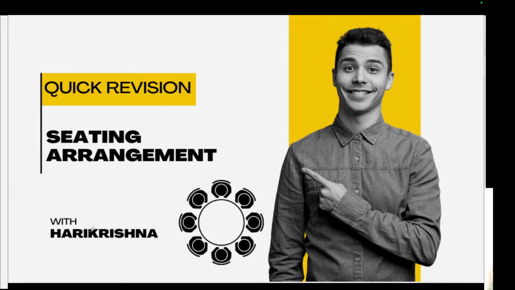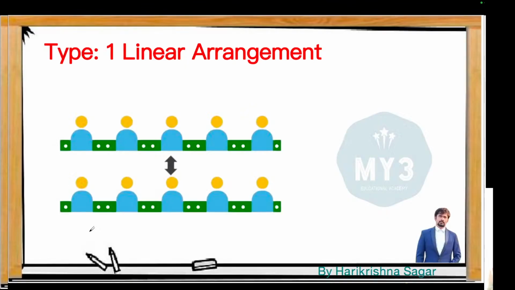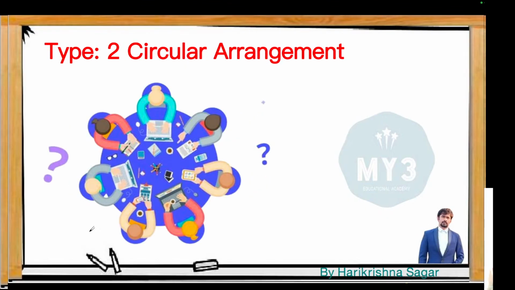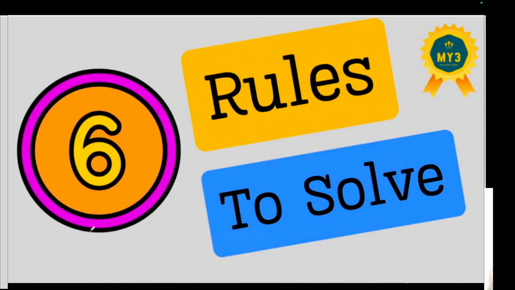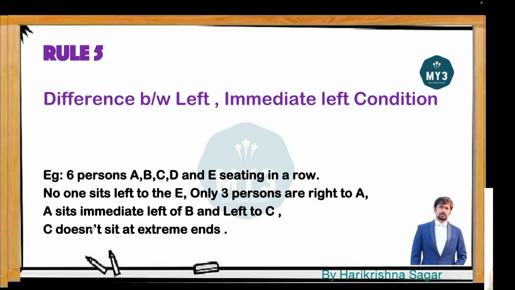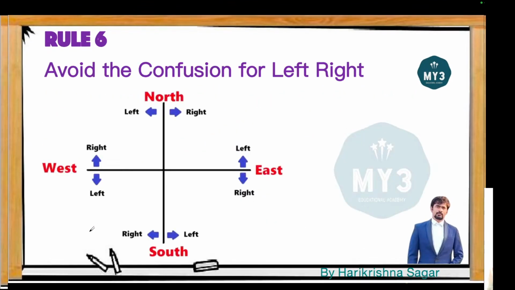I don't want to waste much time. And another quick overview on the seating arrangement questions. In seating arrangement questions, you are going to see linear and circular arrangements. All are paragraph type questions. Under one passage, you are going to see 3 or 4 questions. To solve seating arrangement questions, please do remember the 6 rules. Out of that, the 6th rule is very important.